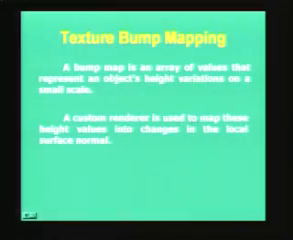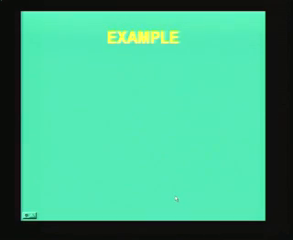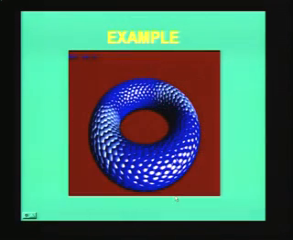So, a custom renderer is used to map these height values into changes in local surface normal, and then these perturbed normals are combined with the surface normal, and the results are used to evaluate the lighting equation at each pixel. So, just mentioning this, these perturbed normals, remember, are obtained when the normal height values are changed and that causes a change in the local surface normal, and then these perturbed normals are combined with the surface normal, and the results are used to evaluate the lighting equation at each pixel. Let us look at a few simple examples.